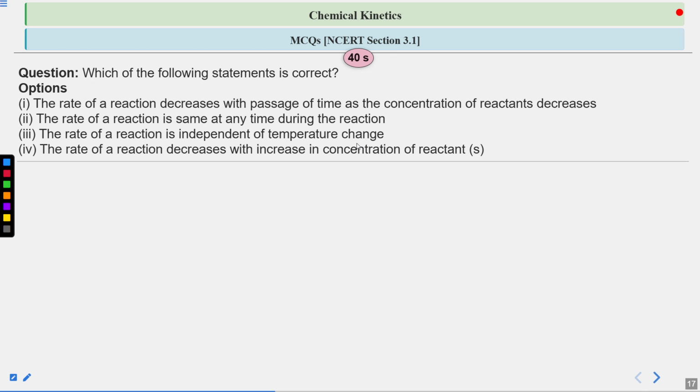So try to remember the concept of the rate and how it is related to the concentration and temperature of a particular reaction, that is, how the temperature or the concentration is going to affect the rate of the reaction, which was the concept we covered very early on. So try to solve this. You have some time, and then we will see the correct answer.